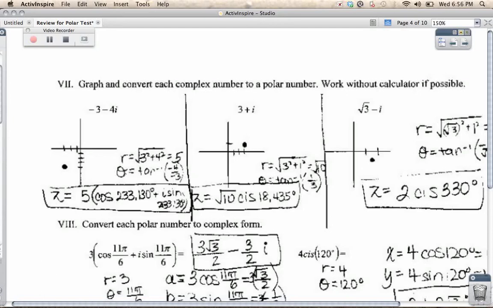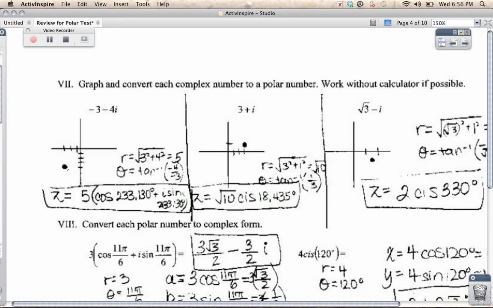Okay? For theta, still tan inverse, but it's tan inverse of b over a, so -4 over -3, which is really just the tan inverse of 4/3. Now, you should not know what the tan inverse of 4/3 is off the top of your head. That's definitely something that you want to put into the calculator.